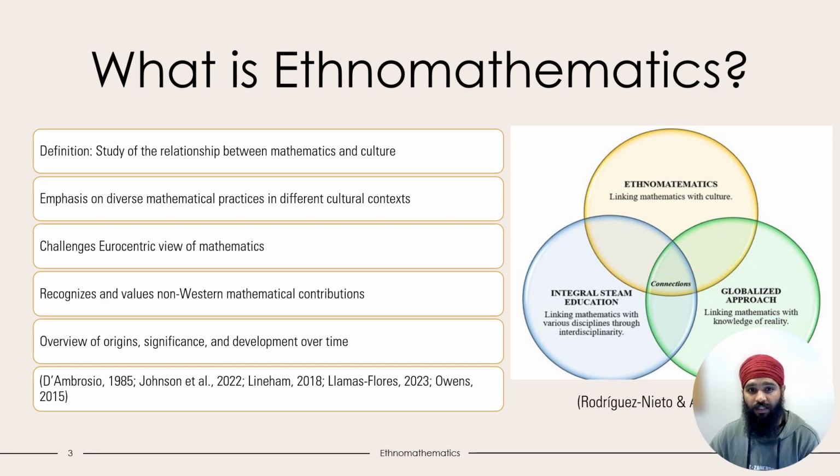Ethnomathematics is the study of the relationship between mathematics and culture, exploring how various cultural groups understand, articulate, and utilize mathematical concepts. This field emphasizes the diverse mathematical practices found in different cultural contexts, challenging the dominant Eurocentric view of mathematics. The development of ethnomathematics arose from the need to recognize and value the mathematical contributions of non-Western cultures, fostering a more inclusive understanding of mathematics. In this presentation, we will explore the origins of ethnomathematics, its significance, and its development over time, emphasizing its role in the broader history and philosophy of mathematics.